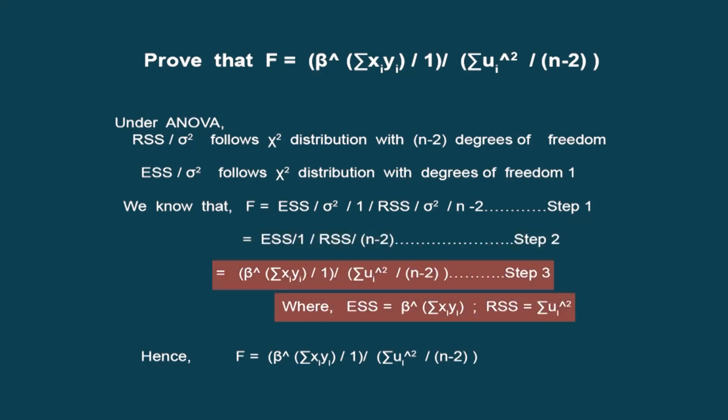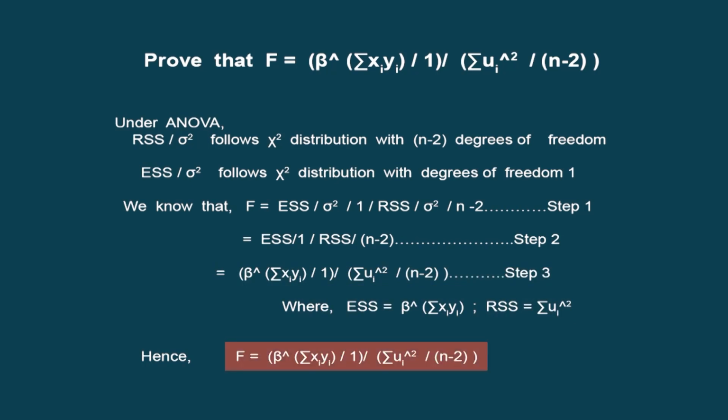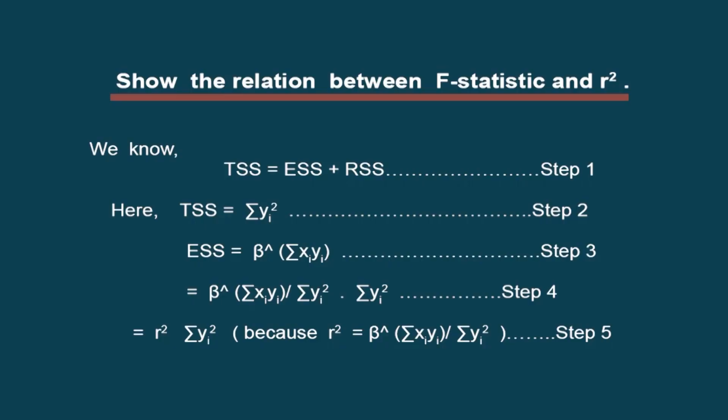So the expression of explained sum of squares is equal to this, and RSS is equal to summation of u hat square. So we substitute in the respective places and we get step 3. Then we can easily prove that F is basically the ratio of the explained sum of squares to the residual sum of squares, as shown in this particular slide. Now, we move on to show the relationship between this F statistic, which is measuring the overall goodness of fit, and R square, which is the coefficient of determination.